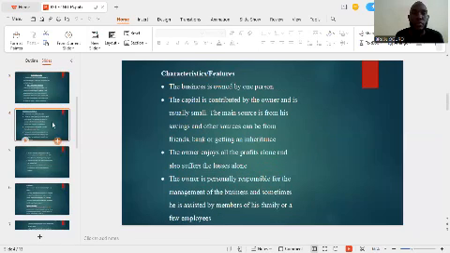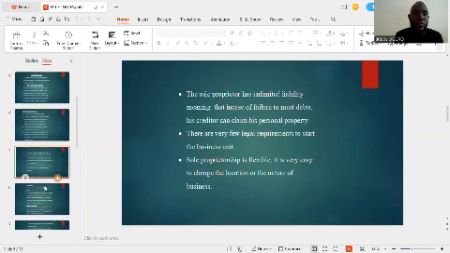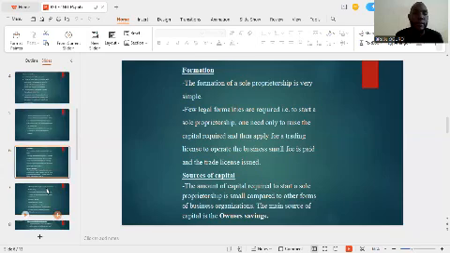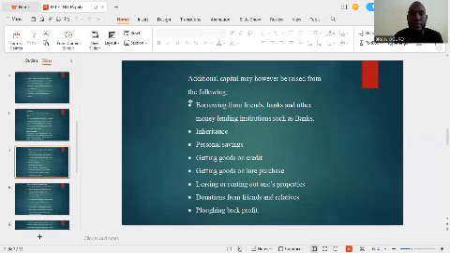We can also have some other sources of capital. The next one, rather than the owner saving, the owner can also borrow from friends, banks, and other money lending institutions. The third source of capital, we have inheritance. We also have personal savings.